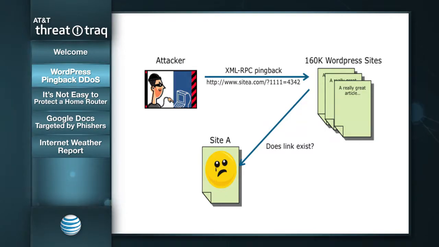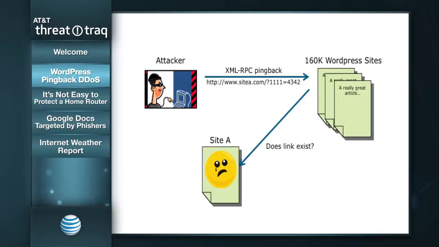If he can make these requests to 160,000 different WordPress sites, each website gets the pingback request, and assuming you send all these requests very close together, they will all simultaneously try to make a request back to Site A, asking, does this link exist that you just posted to me? So basically the attacker is fraudulently saying that he posted an article when he really didn't, and it's making all of these WordPress sites simultaneously try to make a check back to Site A. In doing so, it can saturate the link for this one website and slow it down significantly.